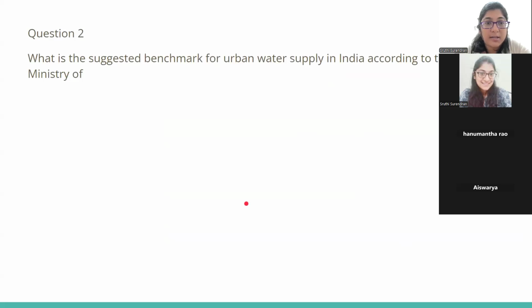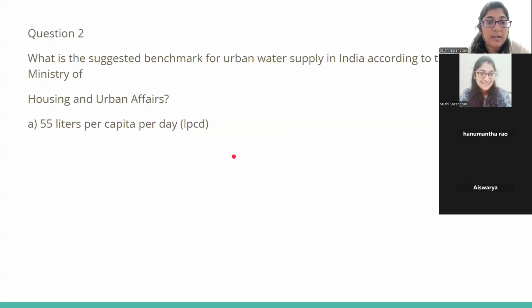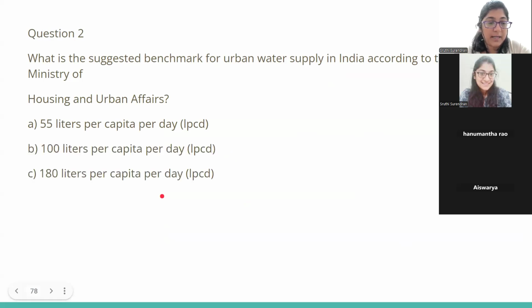What is the suggested benchmark for urban water supply in India according to the Ministry of Housing and Urban Affairs? Just now we saw 55 liters. Is it 100 liters, 180 liters, or 135 liters? Maybe you can answer this question right now itself because we just went through this problem. In urban areas, what is the water supply, is a question.